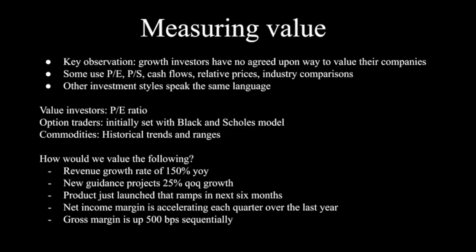However, other investment styles often speak the same language as they figure out the value of their assets. For example, value investors typically use price to earnings ratio to figure out the value of their companies. With options, they initially get set with the Black-Scholes model, and then traders look how far that option price may have deviated from the Black-Scholes model. With commodities, there's historical trends and ranges. So if coffee beans are at an all-time high, it might mean they're overvalued, for example.